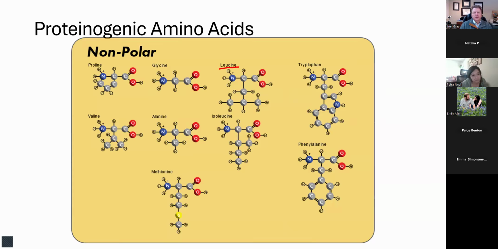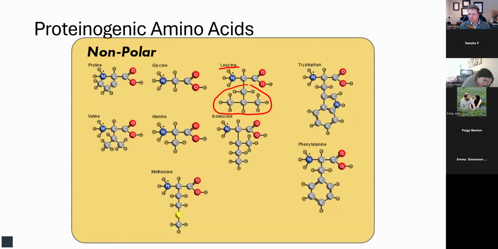Let's take leucine, for example. Leucine's side chain is just a bunch of hydrocarbons. What is that going to want to interact with in an aqueous environment? It's going to want to interact with other hydrocarbons. So what that means is if we're thinking about a protein in three-dimensional space, this is going to want to be away from a solution. It's going to want to be away from the environment. So that part of the protein is going to kind of collapse inward.